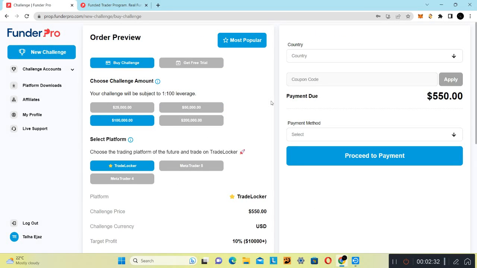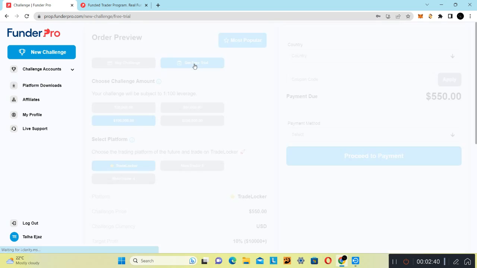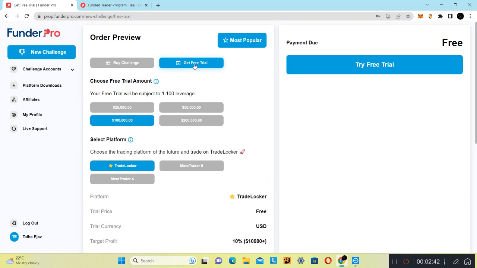So guys, after logging in to your account, here you can see the dashboard of the FunderPro. It's very easy for all of you. You can simply click on this option, get free trial. When you click on the get free trial option, it will also show you the option of try free trial. So if you click on the free trial option, they are going to send you the demo funds and you can utilize those demo funds just to check whether you understand the trading or not.